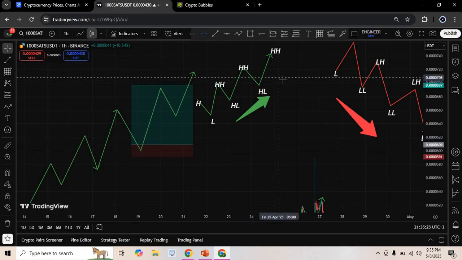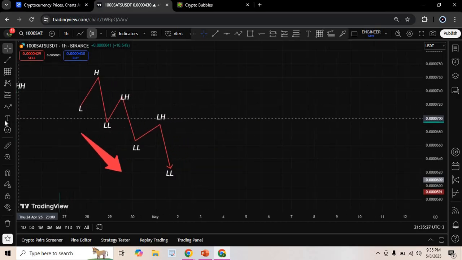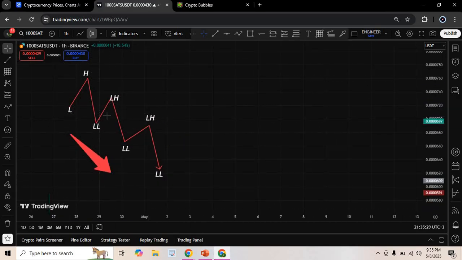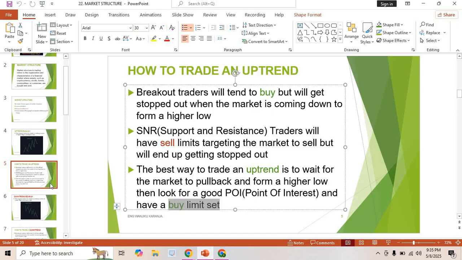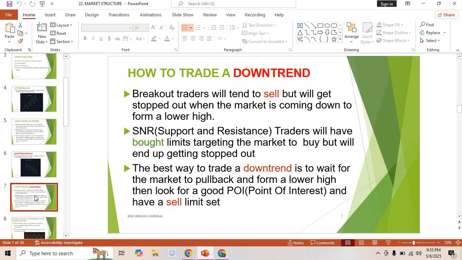So let's go to a downtrend. Let me move to this side of the screen. You've already defined how a downtrend is, a series of lower highs and lower lows. Let's look at how to trade a downtrend. Basically the opposite of how to trade an uptrend, or not even the opposite, the same as an uptrend.